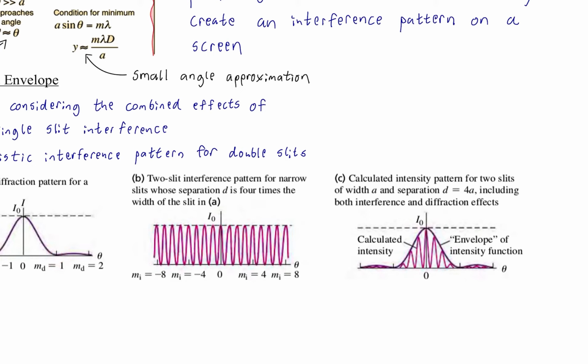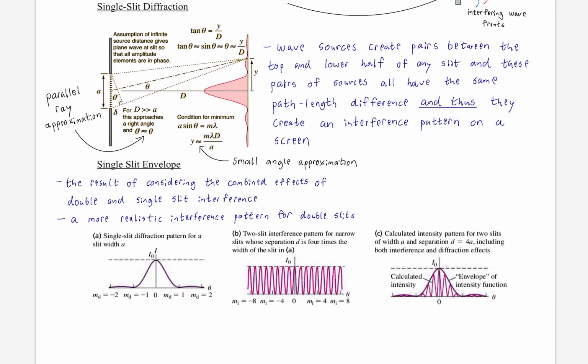Because basically all the maxima from the double slit pattern will exist as long as they can fit inside the envelope, and they're restricted by the envelope. Their heights are restricted by the envelope. So that's the idea of combining single slit diffraction with double slit interference patterns. And we'll actually do one of our examples on this very idea.